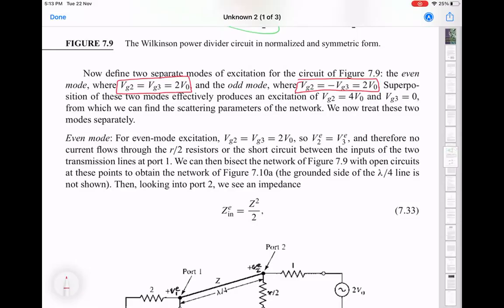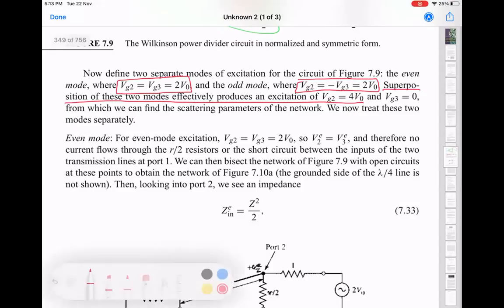So then they say that the superposition of these two modes effectively produces an excitation of VG2 equals, because then you can sum these two, right? And you can calculate what VG2 is going to be. So VG2 will be 4V0, and VG3 will be 0. So really our starting point is this condition.